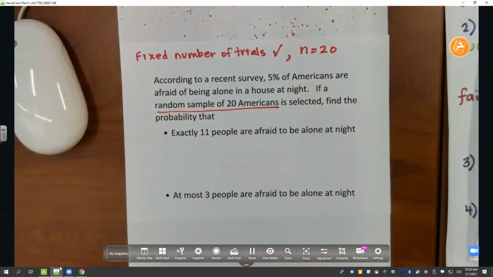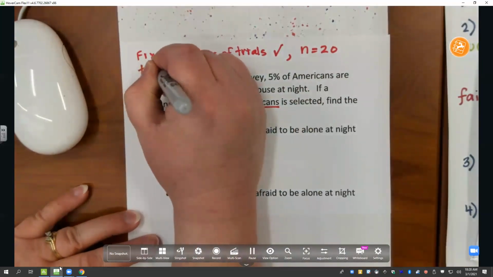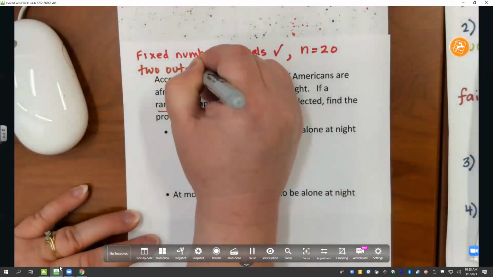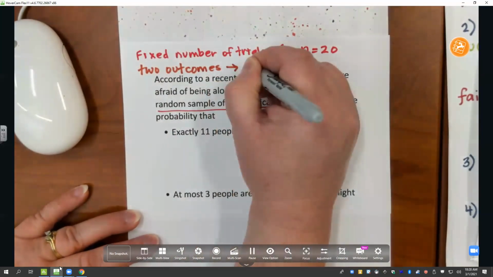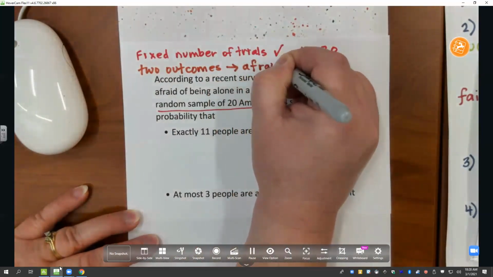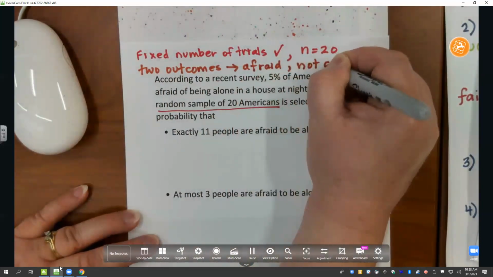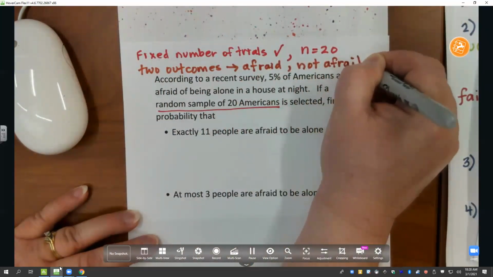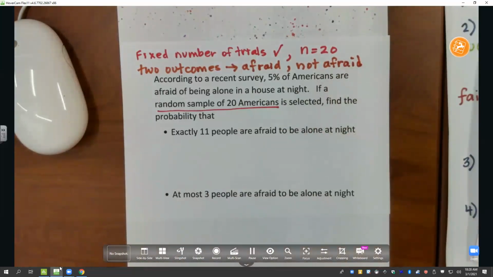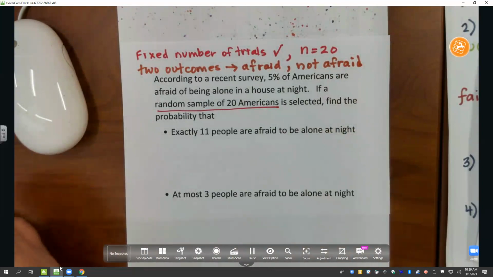Now, Raphael, do we have two outcomes? Okay, what are they? Okay, in this case, our outcomes, you're either afraid or not afraid to be home alone in the house at night. Okay, so you do have two outcomes. Is the fact that my sister, who actually is afraid to be at home alone at night, the fact that my sister is afraid to be at home alone at night affect whether I am or whether you are? No. So that makes the outcomes independent.